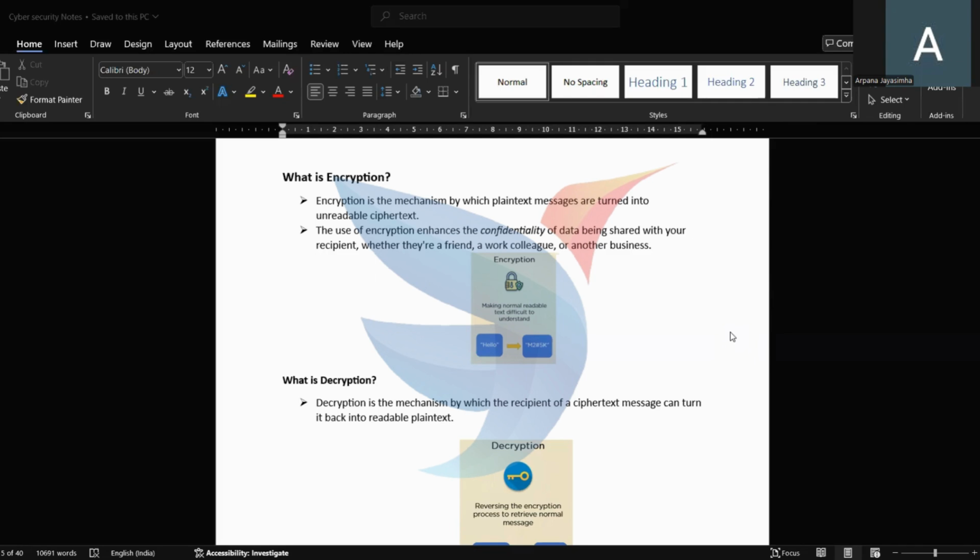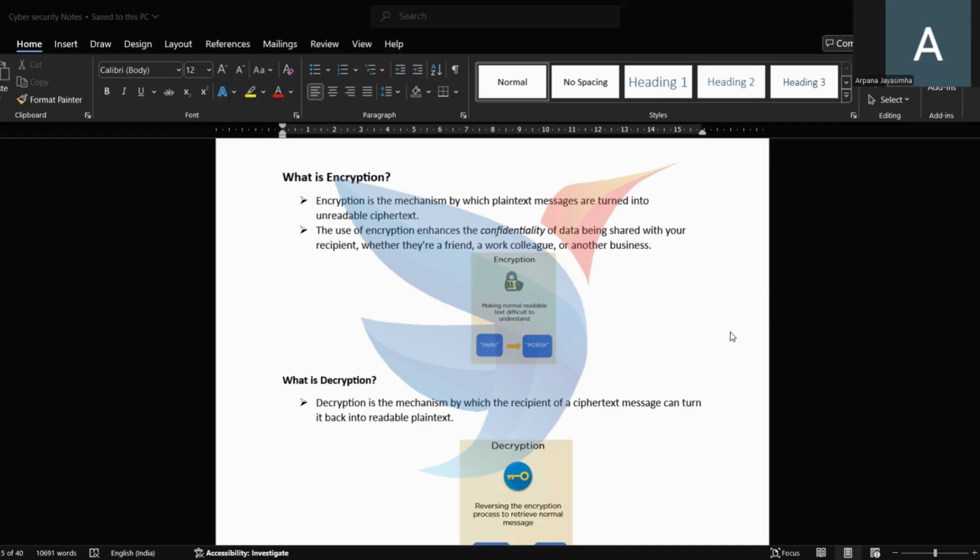So let's see today's topic. What is encryption, the types of encryption, where it is used, and the alternative, what is decryption. So let's see how encryption is defined. Encryption is the mechanism by which plain text messages are turned into unreadable ciphertext.